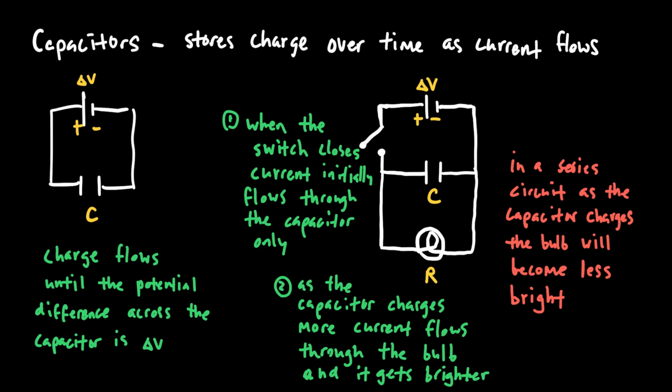Let's start off on the left-hand side. If I just connect an uncharged capacitor to a battery that has a potential difference delta V, then charge will flow in this circuit. Now, a capacitor is essentially two plates separated by a certain distance, so it actually prevents the flow of charge. But if I connect the two terminals of a battery together, the charge wants to flow.